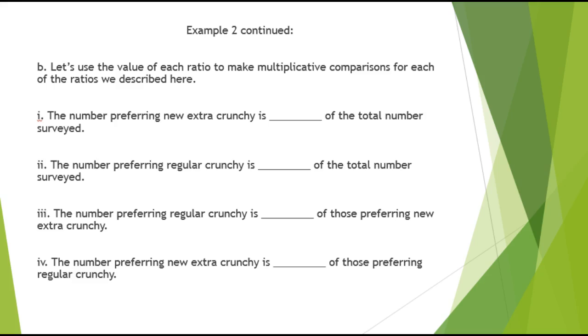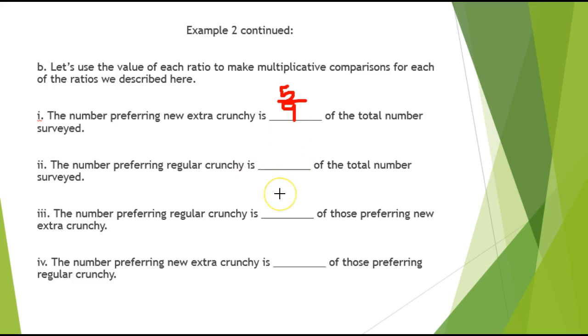Let's look at part B. Let's use the value of each ratio to make multiplicative comparisons for each of the ratios we described here. In the part we just finished, we knew that there was 9 total. It told us that there was 5 for extra crunchy. So a multiplicative comparison would be 5 over 9. The number for new extra crunchy is 5/9 of the total number surveyed.